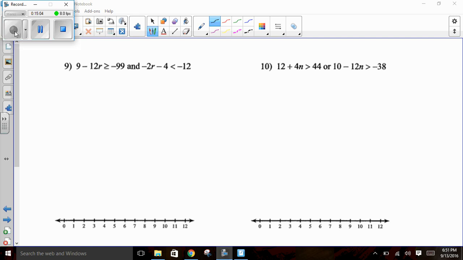Alright, so number 9 probably threw you for a loop for a second because it says the word and. We haven't seen those with the word and, we've just seen them compoundly. So we're just going to start them exactly the same and make sure that my signs are all going the correct way. So I'm going to go ahead and subtract 9 from both sides. So I have negative 12r is greater than or equal to negative 108.